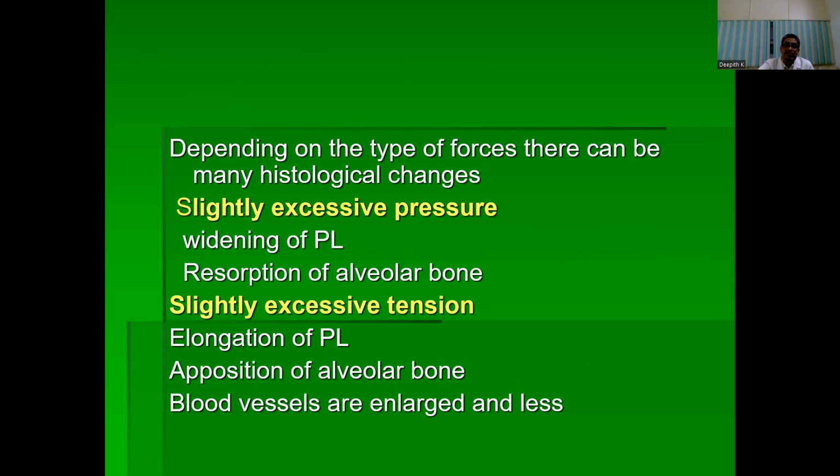With slightly excessive pressure, there is a widening of the periodontal ligament and resorption of the bone. In case of tension, there is an elongation of the periodontal ligament and apposition of bone. There is a resorption of the alveolar bone on one side, and on the other side there is an apposition. On the tension side there is an apposition, and on the pressure side there is a resorption.